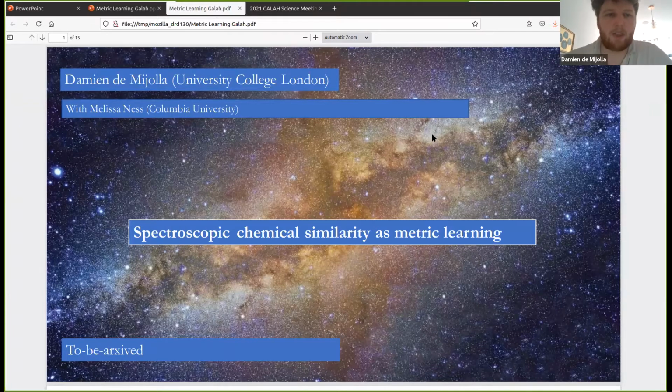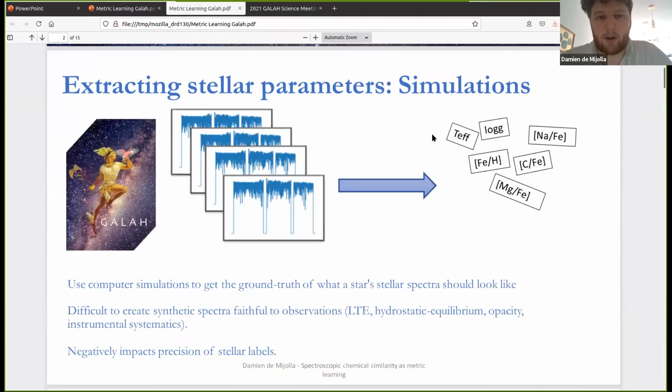So before I begin talking about the method, I want to talk about the current way we extract stellar parameters from stars. When we have large-scale surveys like APOGEE or GALAH, we have very large numbers of spectra, but we're not interested in the spectra per se usually. Rather, we're interested in the stellar labels we can derive from them. To get these stellar labels, a more established way of doing this is to use computer simulations to describe essentially the ground truth of what a stellar spectrum should look like.